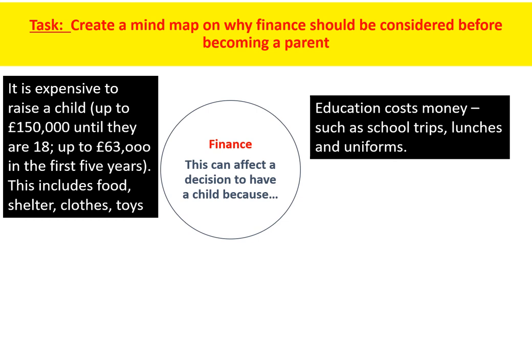Education should be considered: the cost of education, the cost of school trips, lunches, uniforms, as I said before, the cost of travel to and from school. So I'm not just writing down the word education should be considered, because that doesn't explain the factor. I'm saying why. It's because it costs school trips, lunches, uniforms. So in your notes, if you've just written one word, I'd like you to also now add the explanations as to why.